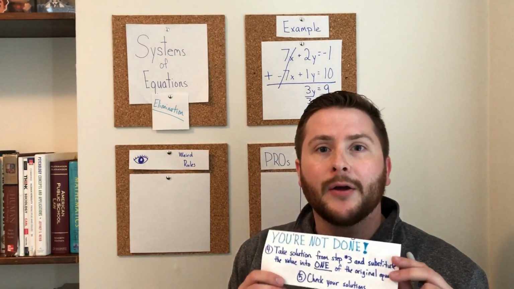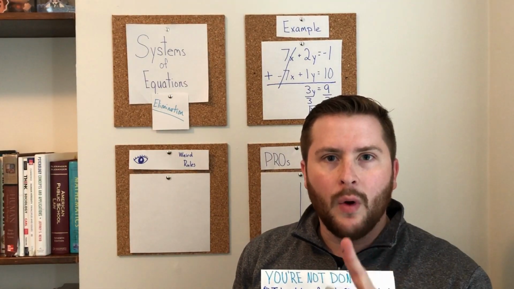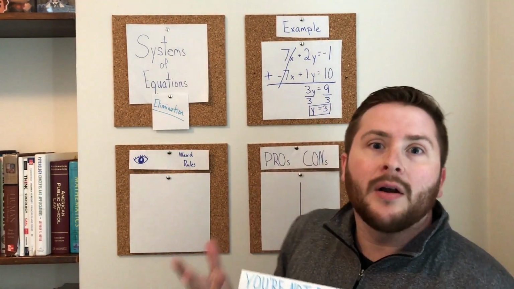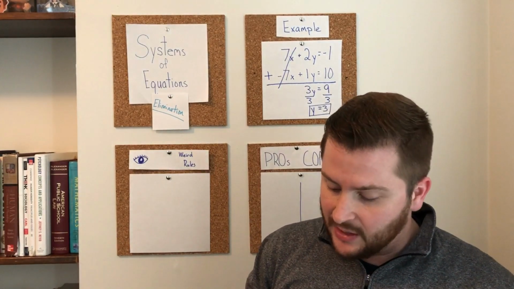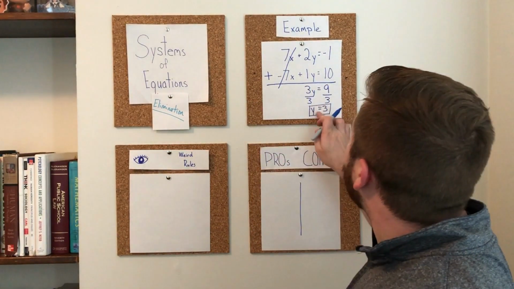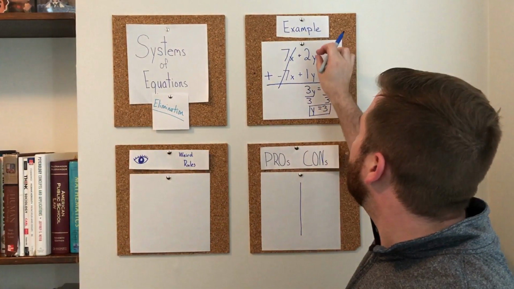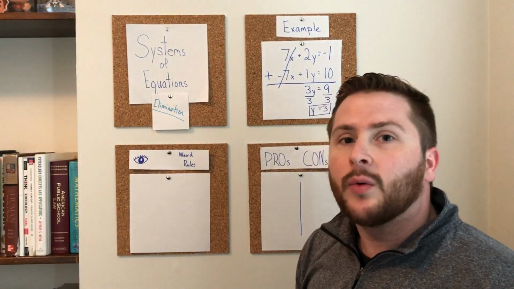And if you don't know what I'm talking about, go back to the last video. These are the notes. You're not done yet once you have a part of the solution. We still have to find out what x is. So you still do the same thing that you would do in substitution at this point, and you would take the y, or the x, whatever you solve for, and you would plug it back into one of the original equations. So we're going to do that right now.